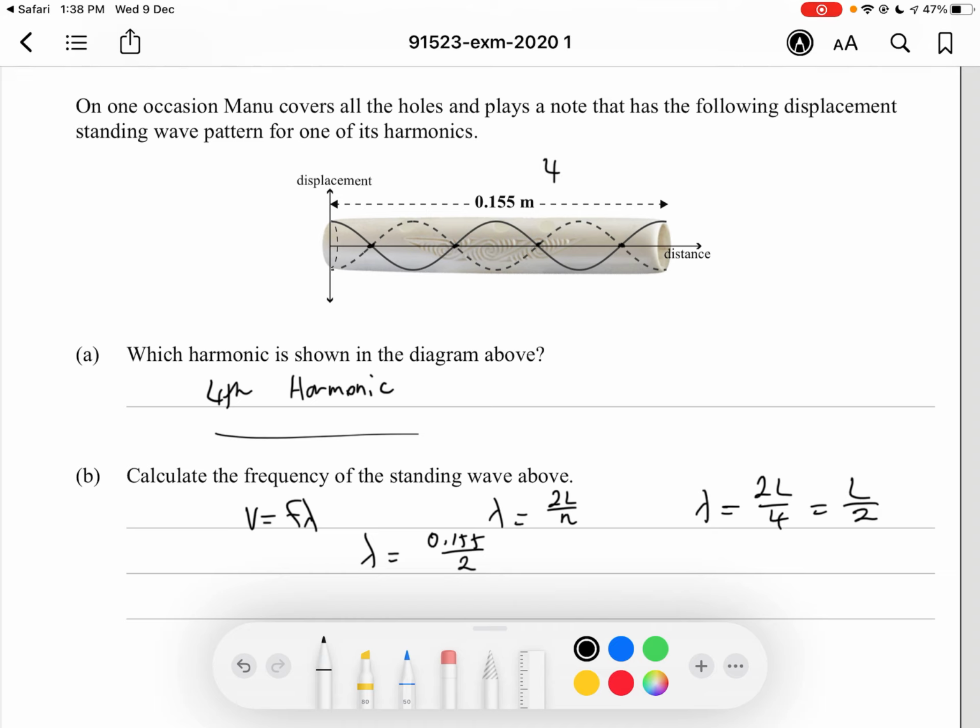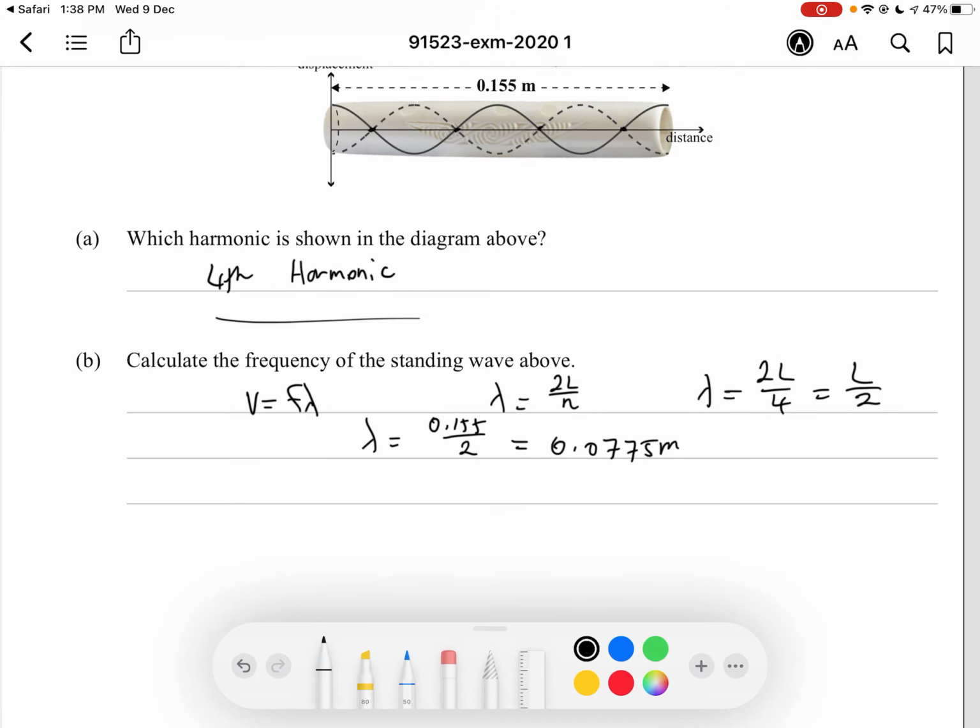If we get a calculator here, that gives us an answer of 0.0775 meters. We can use v equals f lambda to find the frequency of the standing wave. So 340 equals 0.0775 times our frequency. Alright, we should get the answer of 4,387 Hertz. And if we round this to 3 significant figures, it is 4,390 Hertz.